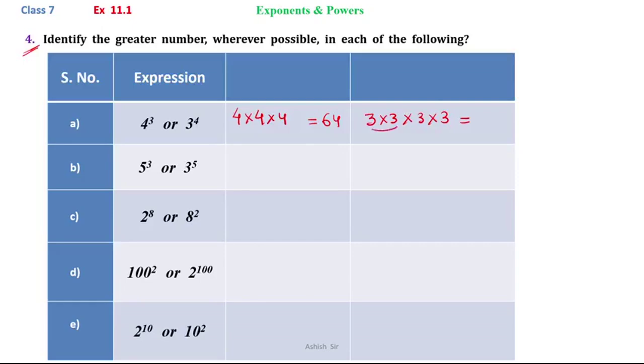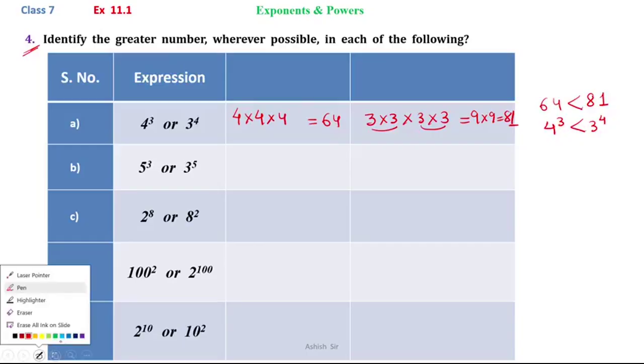So the answer is: 3 threes are 9, 3 threes are 9, 9 nines are 81. So we see that 81 is greater than 64. So we can write 64 is lesser than 81. Therefore, 4 to the power 3 is lesser than 3 to the power 4. So from this sum, we conclude that more is the power, bigger is the number.